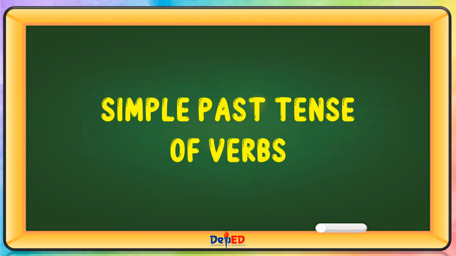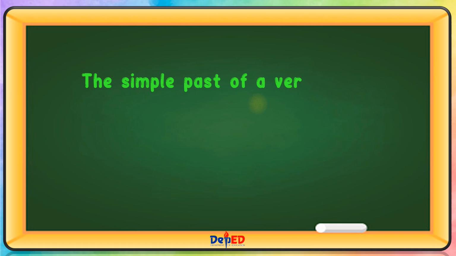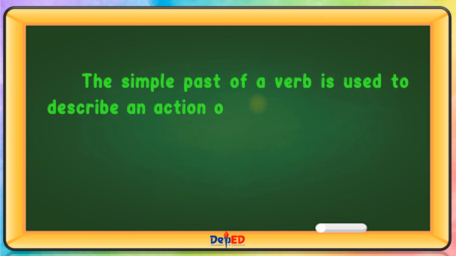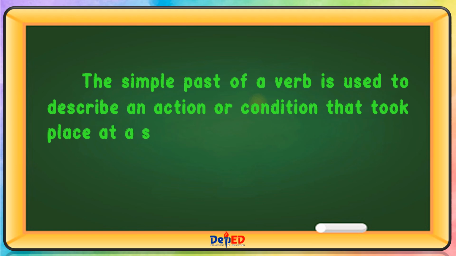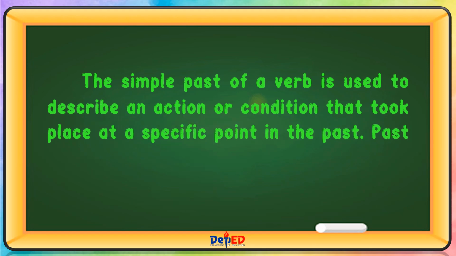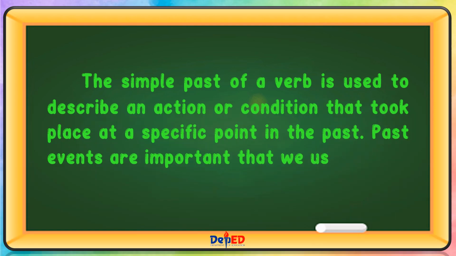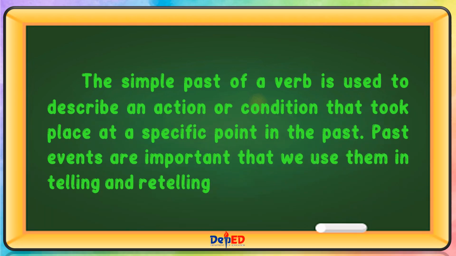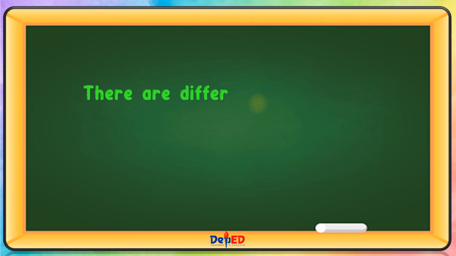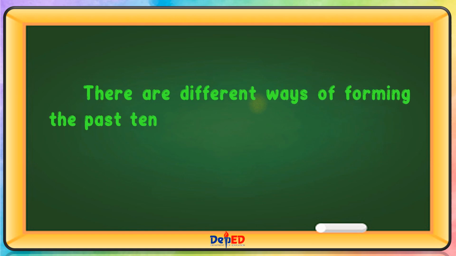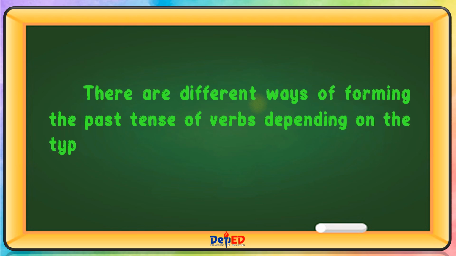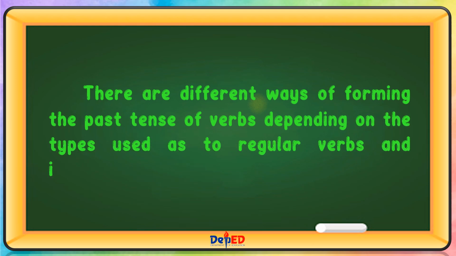Simple past tense of verbs. The simple past of a verb is used to describe an action or condition that took place at a specific point in the past. Past events are important that we use them in telling and retelling. There are different ways of forming the past tense of verbs, depending on the types used as the regular verbs and irregular verbs.